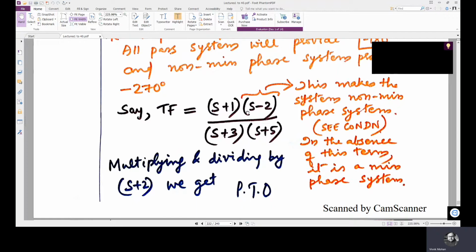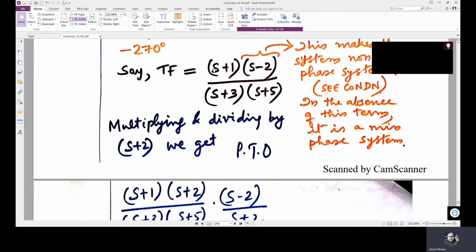But because of this term s minus 2, we have one zero on the RHP, which makes the system a non-minimum phase system, because if one or more zeros or poles are there on the RHP, even if we have poles or zeros in the LHP, it is known as a non-minimum phase system. So this term s minus 2 makes this system a non-minimum phase system. In its absence, it is a minimum phase system.